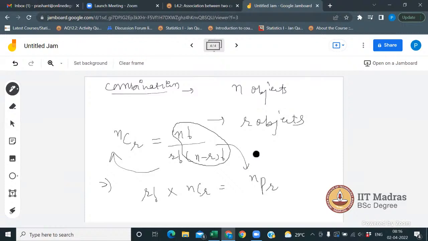Clear? So what is the meaning of this? First, you are choosing the r objects from the n objects. And then you are arranging those r objects in r factorial ways. That is the nPr.